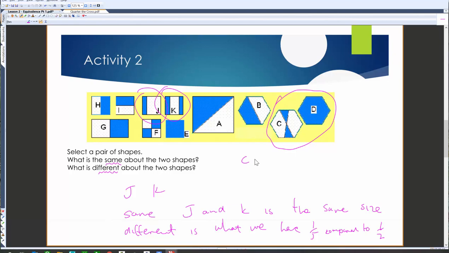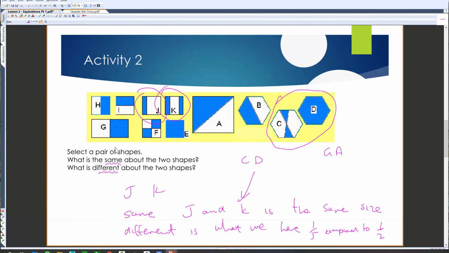C and D. Again, exactly the same situation. Same size, okay, so we've got the same size, so this is like the same size cake. What's different is what we have. In this case here, we've got maybe what looks to be a sixth or so compared to all of it. All right, let's have a look at another one. So we're going to do G and A.